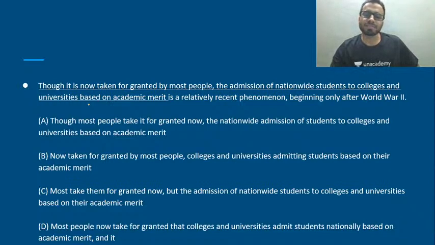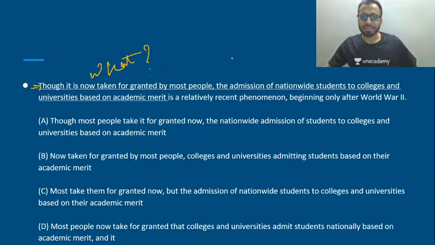Though it is now taken for granted by most people, the admission of nationwide students to colleges and universities based on academic merit is a relatively recent phenomenon beginning only after World War II. Again, the hint from my end would be: what is taken for granted? Turn this into a question. What is taken for granted? That answer will come right after the comma.